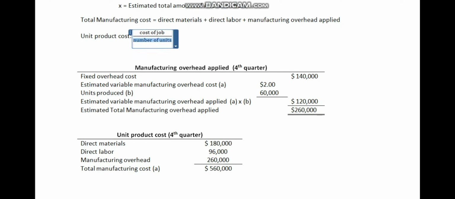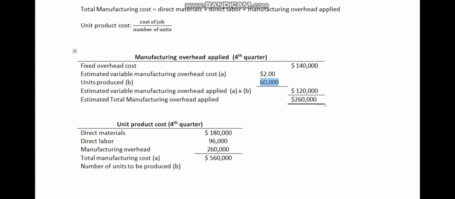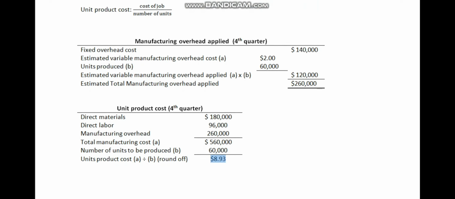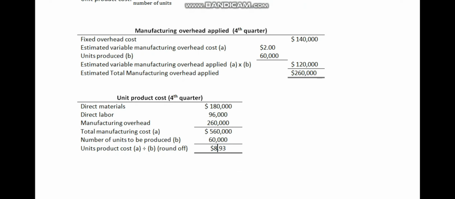Okay, now we need the number of units to calculate the unit product cost. The number of units is mentioned here, 60,000 for quarter 4. I'm going to put this value, and I'm going to divide these two to get my unit product cost, that is $8.93. That's all. We have solved both of our requirements.